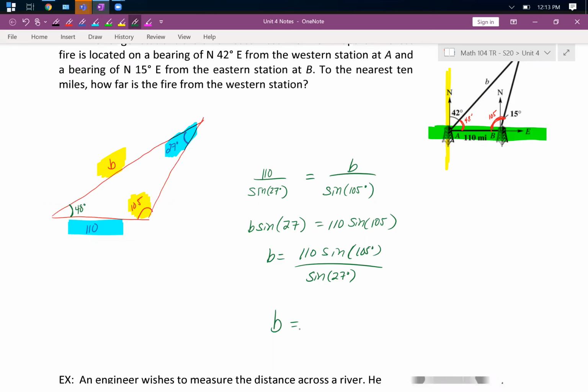Anybody get an answer? Anybody? Answer? Round it to the nearest 10?